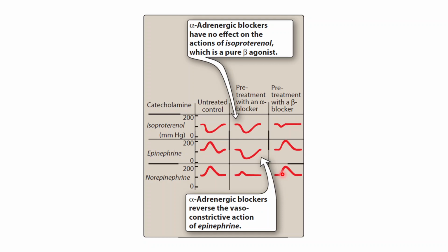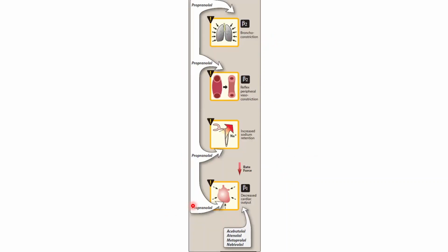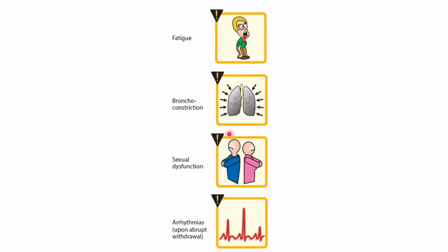Adverse effects include fatigue, bronchoconstriction, sexual dysfunction, and arrhythmias. Arrhythmias usually occur when the drug is stopped abruptly, so the withdrawal should be slow, during 2 weeks or up to 1 month. Bronchoconstriction is one of the most significant side effects and can lead to death by asphyxiation in patients with asthma, and that's why it's contraindicated in asthmatic patients.